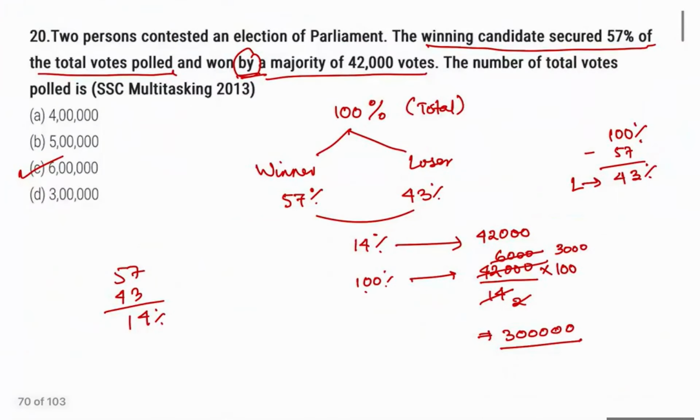Which one? Option B. Option B. 3 lakh. 3 lakh.